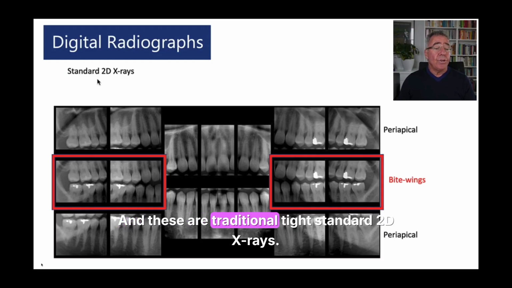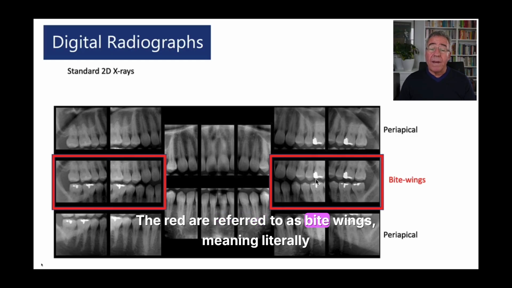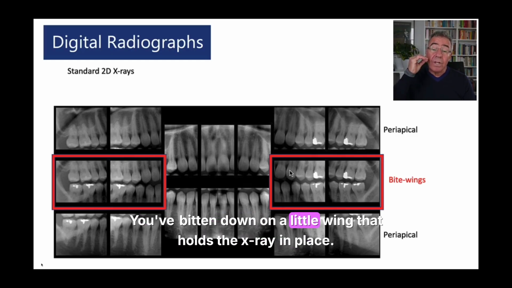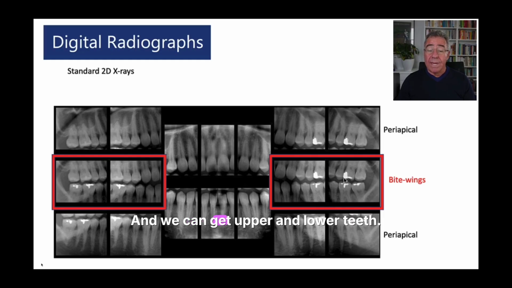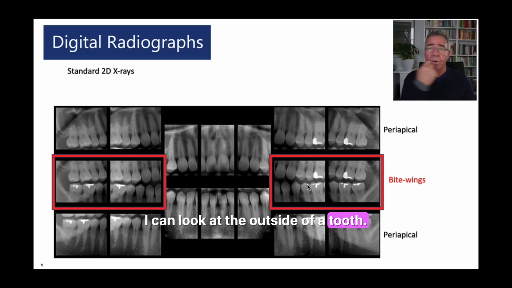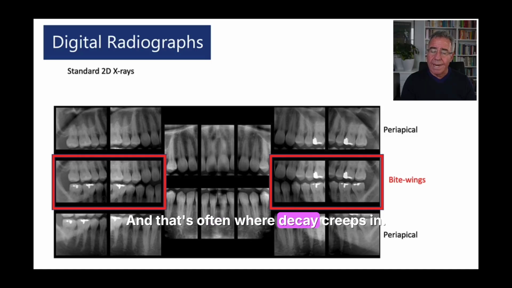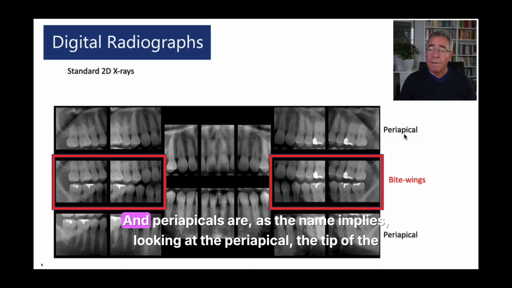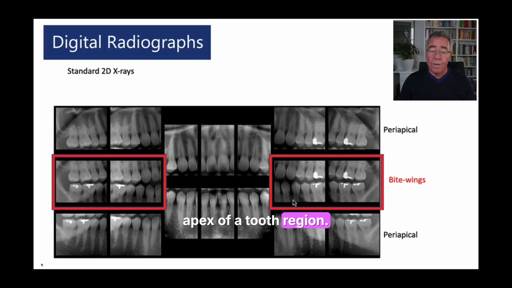And these are traditional standard 2D X-rays. The red are referred to as bitewings, meaning literally you've bitten down on a little wing that holds the X-ray in place, and we can get upper and lower teeth and look at these surfaces, because I can look at the top of a tooth, I can look at the outside of a tooth, I can look at the inside of a tooth, but I can't see where the teeth touch, and that's often where decay creeps in. So they're called bitewings, and periapicals are, as the name implies, looking at the periapical, the tip of the apex of a tooth region. But there are even limitations with this kind of thing.